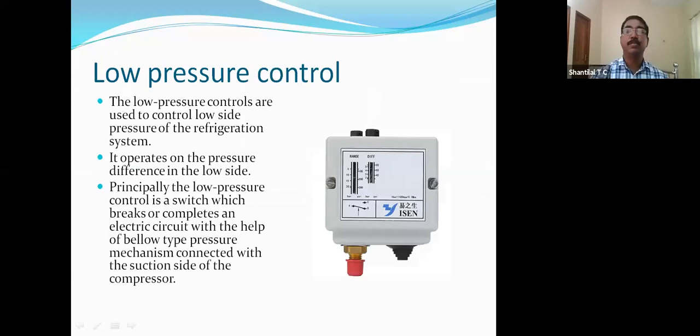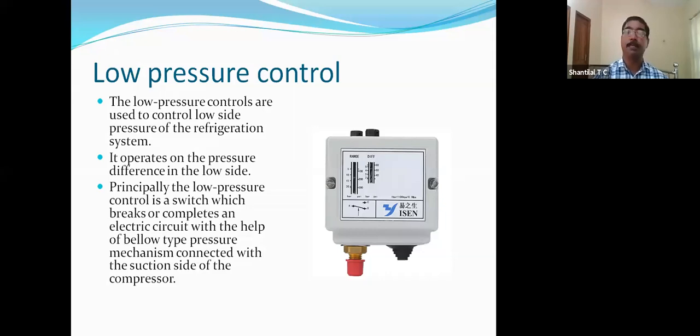First we can go for the low pressure control system or low pressure cutout. This is the external view of a low pressure cutout. The function of low pressure control is to control the low side pressure of the refrigeration system. I already explained 40 psi as an example. Suction pressure is 40, and we have to maintain it. If the pressure is less than 40 psi, this switch will switch off the compressor motor. When the pressure comes back to normal, it will switch on the system.